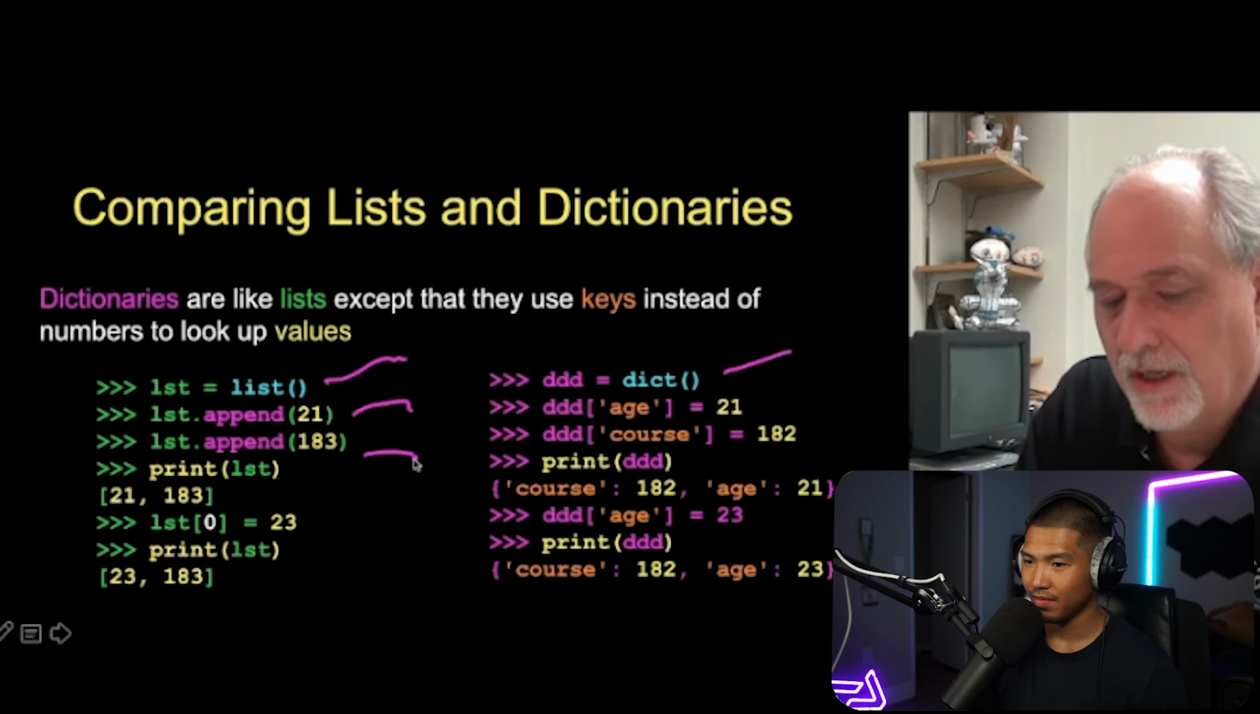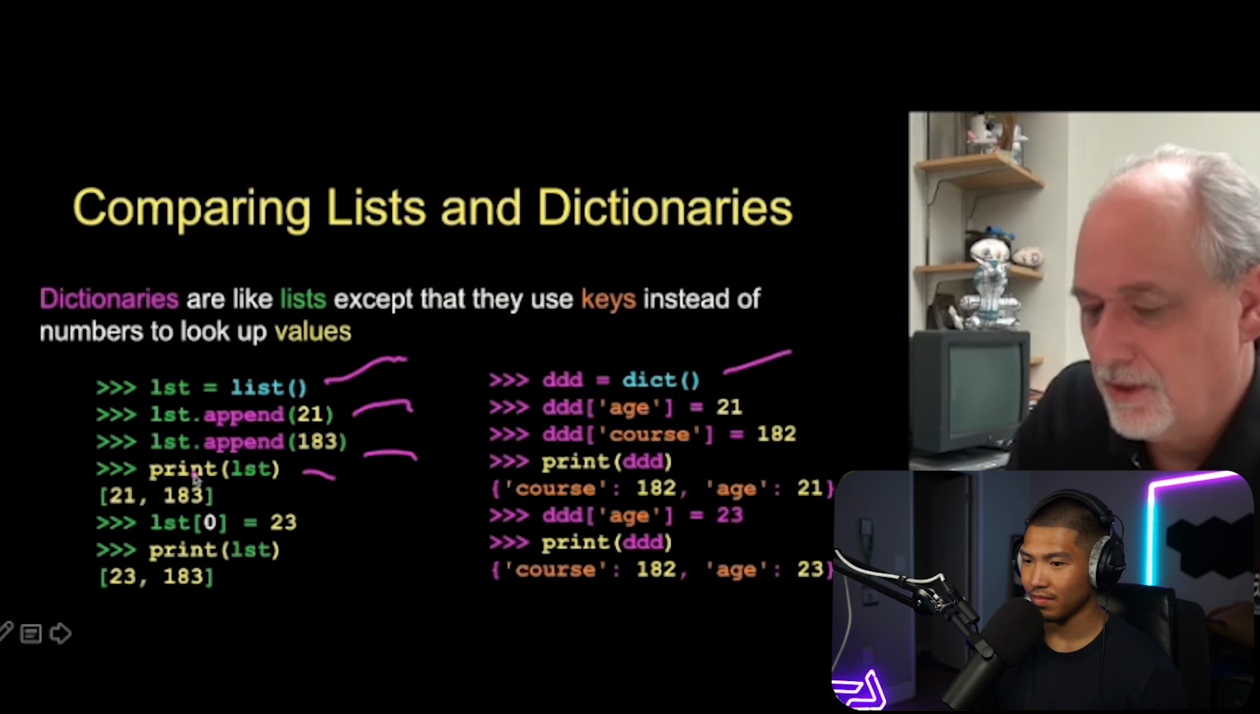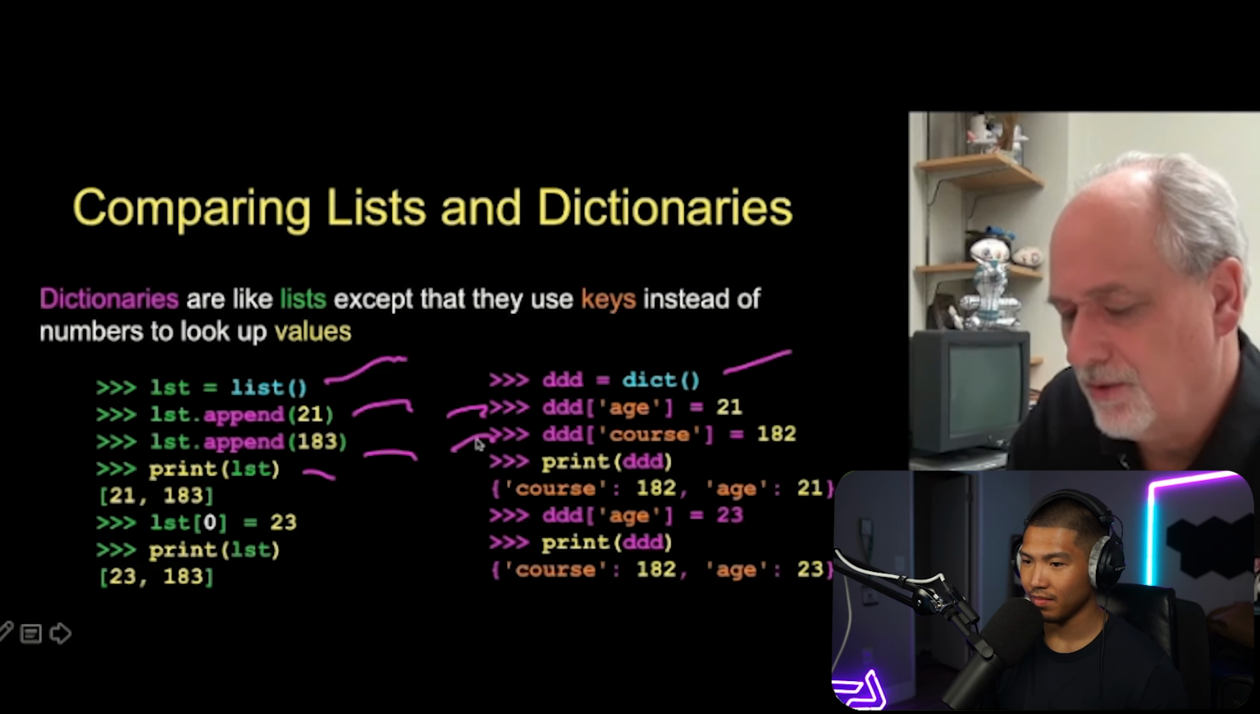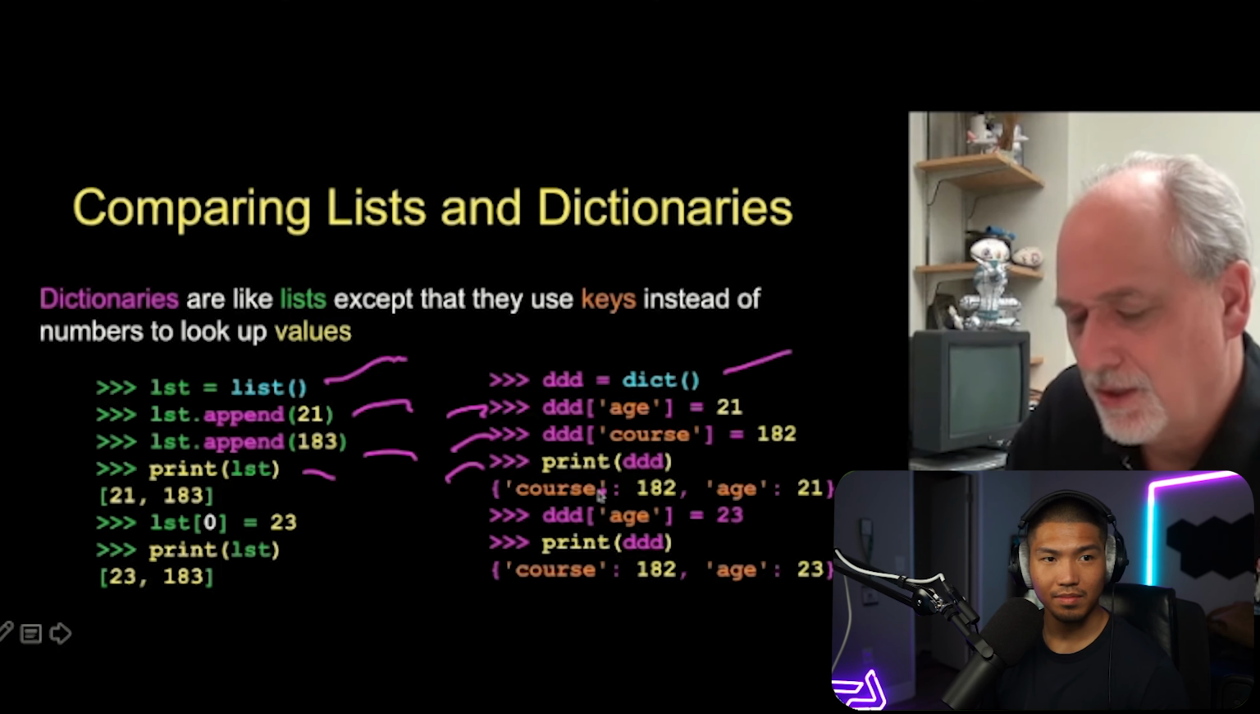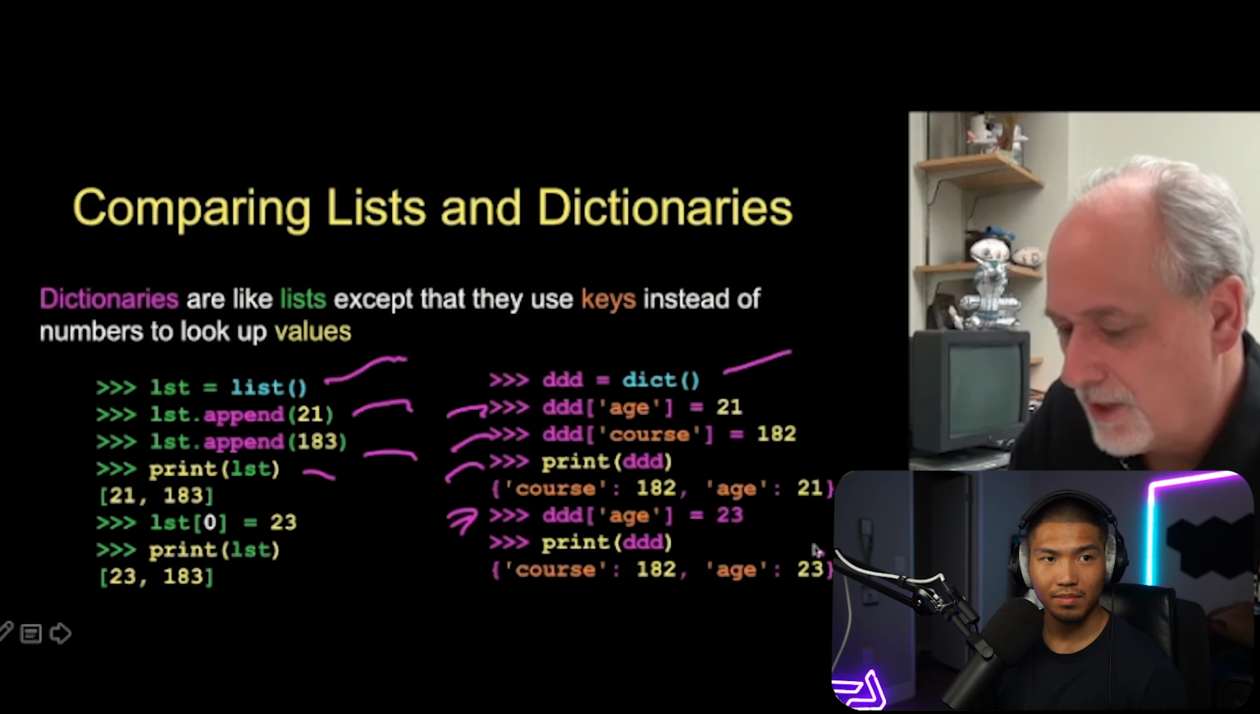So we make an empty list, we make an empty dictionary. We add 21 to the end, and we add 182 to the end, and we ask it and it says, oh, position 0 is 21, position 1 is 182. We don't see the positions when we print it out because it's sort of implicit. Here we're going to mark 21 with age and stick it in, and mark 182 with course and stick it in, and then we're going to print it out, and there we got course and age mapped. And we can add 23 and stick it back in age, and that overwrites. So the 21 becomes the 23.